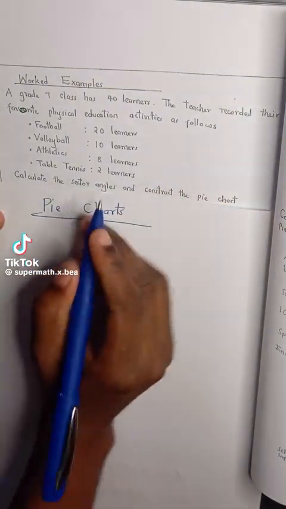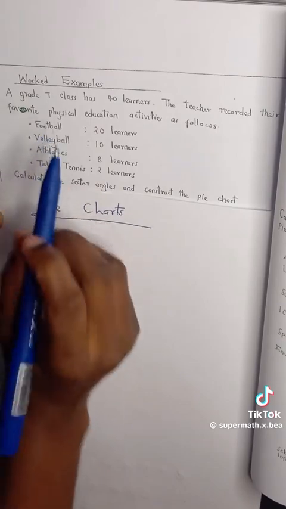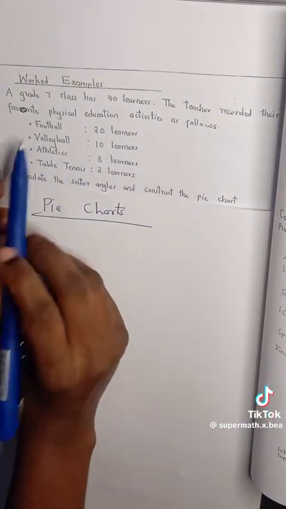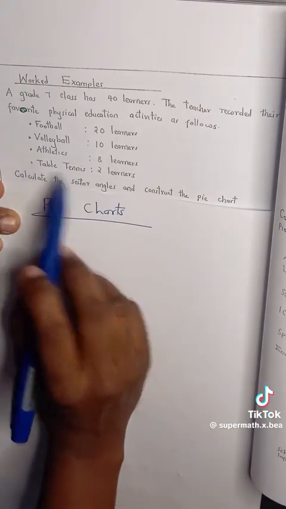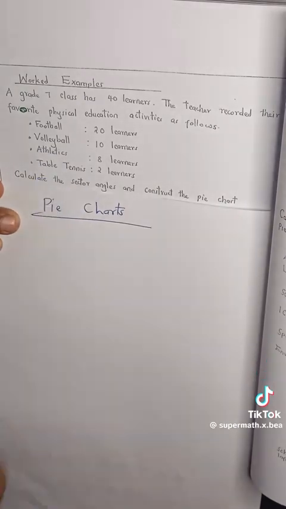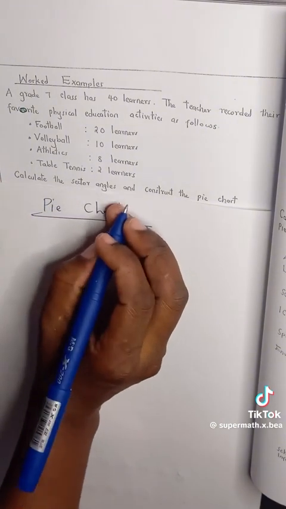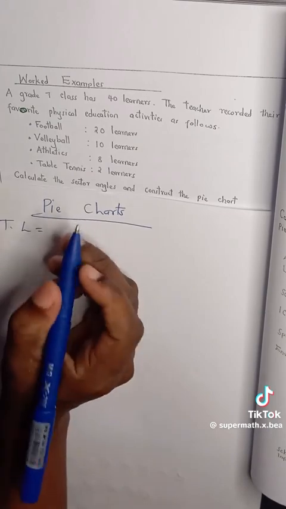We shall calculate the angle sector and construct a pie chart of this question. The question says a grade 7 class has 40 learners. The teacher recorded the favorite physical education activities as follows: football, volleyball, athletics, and table tennis. Now, for us to calculate the angle sectors, we shall find the total number of learners that participated.